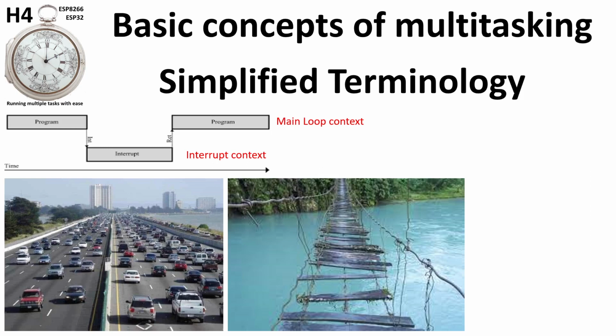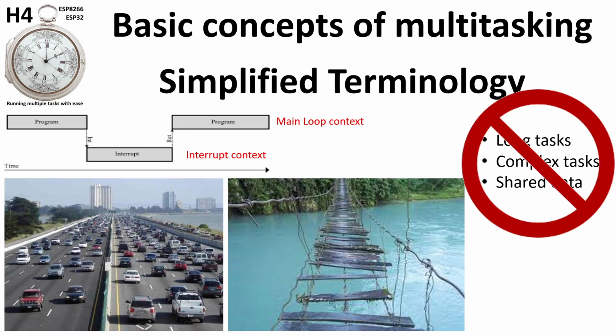But because of that, code that runs in the interrupt context cannot perform long tasks because it's stopping your code running, isn't it? It cannot perform complex tasks because it doesn't have access to some of the same resources that the main loop context does. And it's deadly when dealing with shared data. I'm going to show you briefly what I mean in the next slide, but take it from me that running in the interrupt context is not a good idea, should never be done if you can avoid it, and is very, very, very complicated and difficult to get right. So moving on.